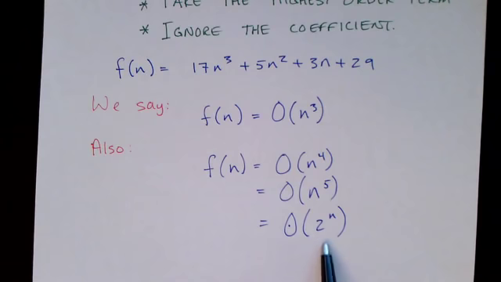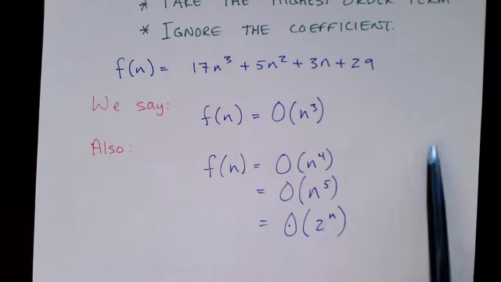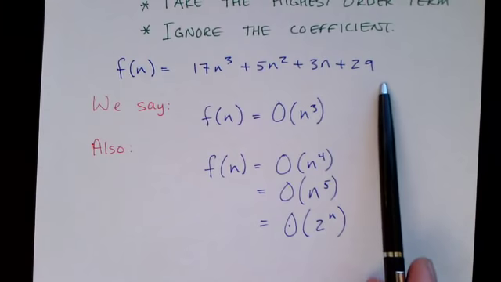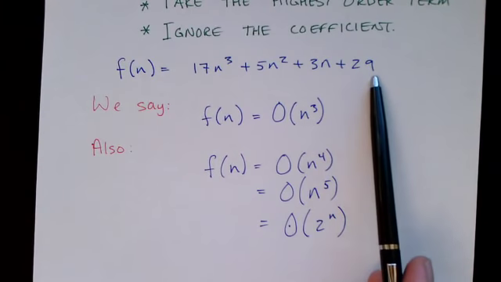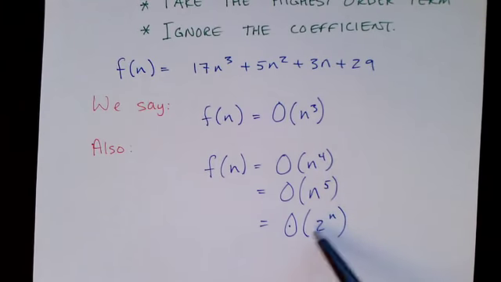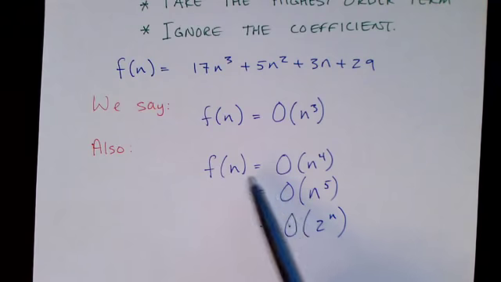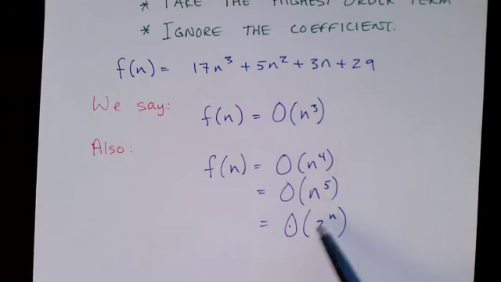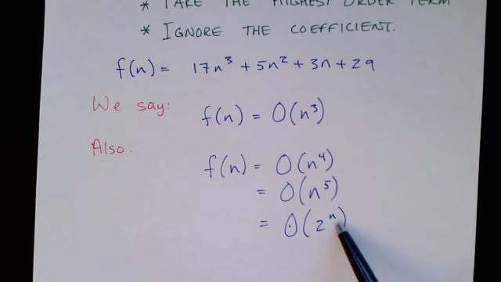We also have exponential terms here. This function doesn't contain anything like that. N is not used as an exponent, but polynomial orders are all included in exponential orders. So we can properly say that this function f is also order 2 to the n.